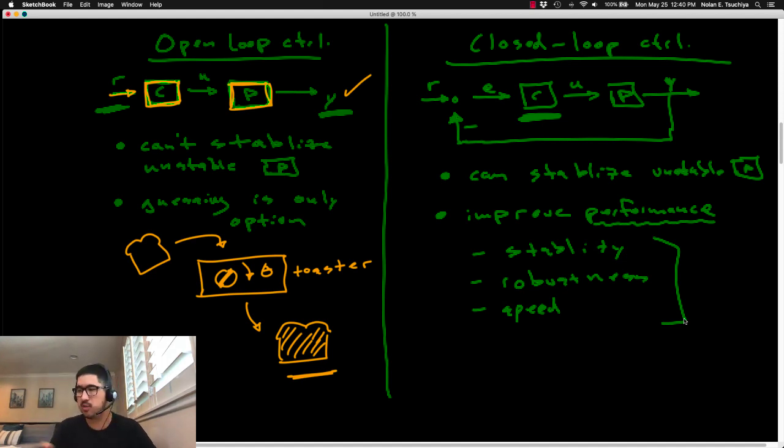So this is your discussion of open loop versus closed loop control. This is where we're going to be spending all of our time, but you need to be aware that there is such a thing as open loop control, and you also need to be aware of when it's appropriate and when it's not.